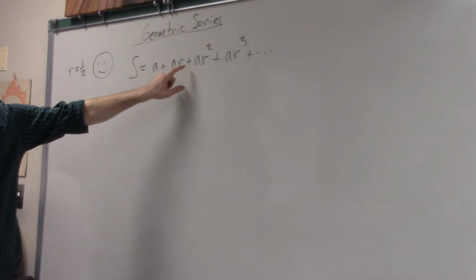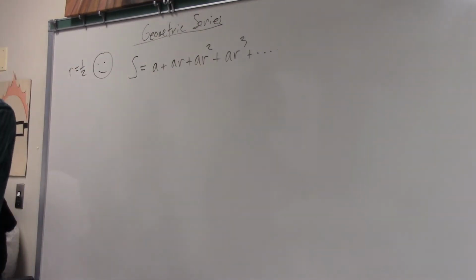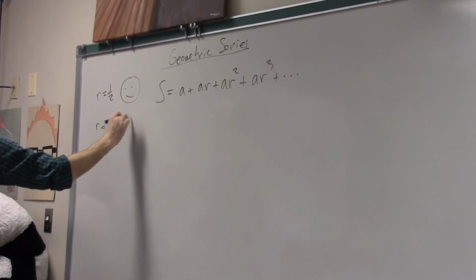Because if you keep multiplying things by 1/2, they're getting smaller and smaller and smaller, and I think that's going to be okay. I'm not sure it's going to be okay, but I think it's going to be okay. What's definitely not going to be okay? If R is like 3.